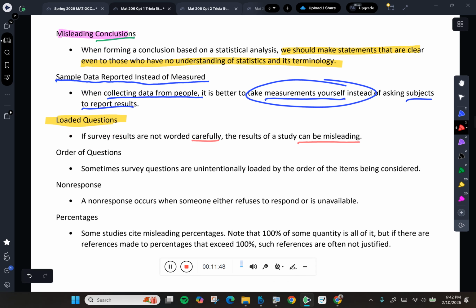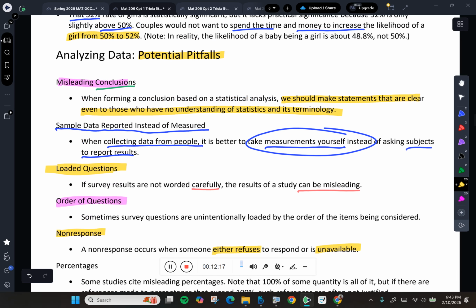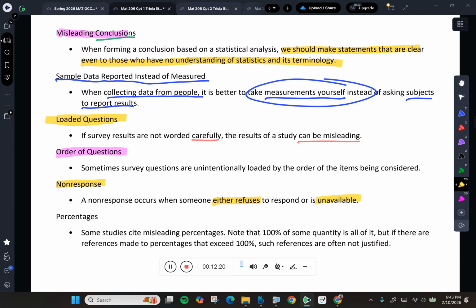The order that you present your questions in can also cause trouble, just by how they're asked. What are non-responses? Well, a non-response is when somebody refuses to respond or is unavailable to a survey. How does that affect the data? All of these things that we're talking about here are potential problems with data that you need to take into consideration when you're making your decisions.